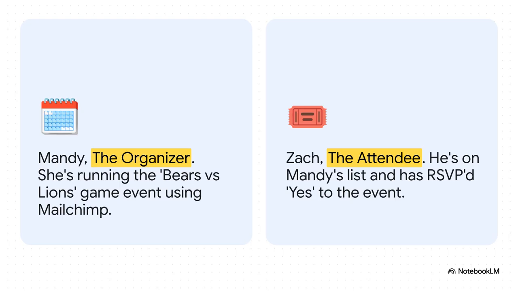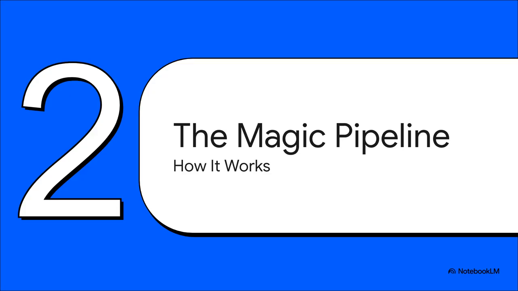It all starts with a simple invite. So how did Zach get that invitation onto his calendar in the first place? Well, this is where it gets cool. It's not just a regular email, it's the start of this automated connection. You can think of it like a magic pipeline that connects Mandy's calendar directly to Zach's.